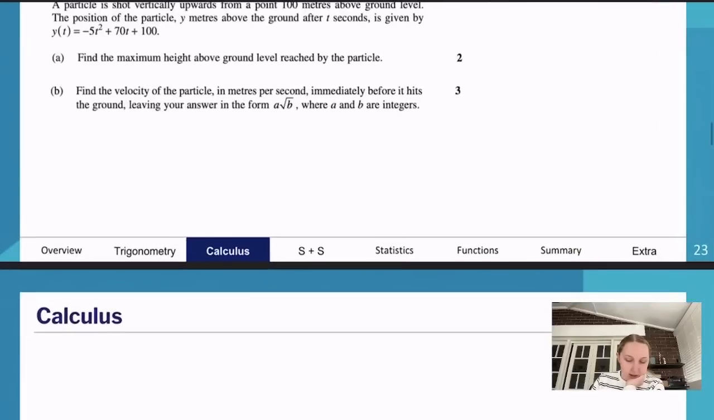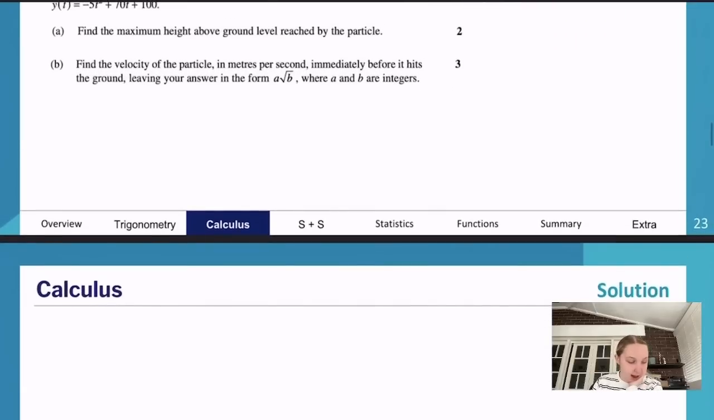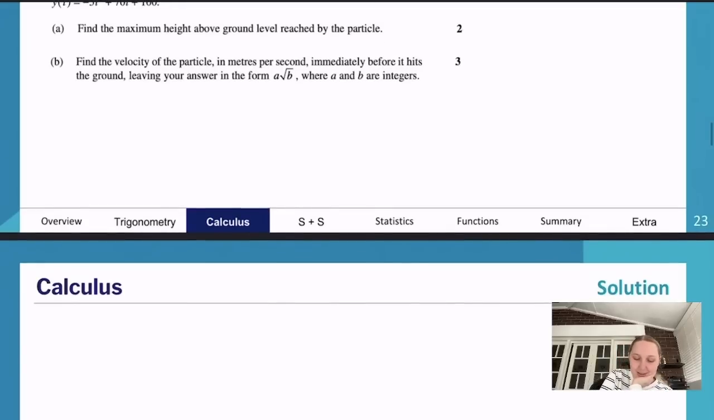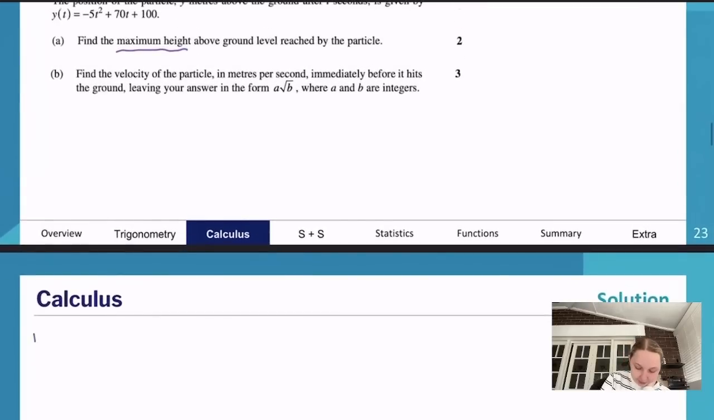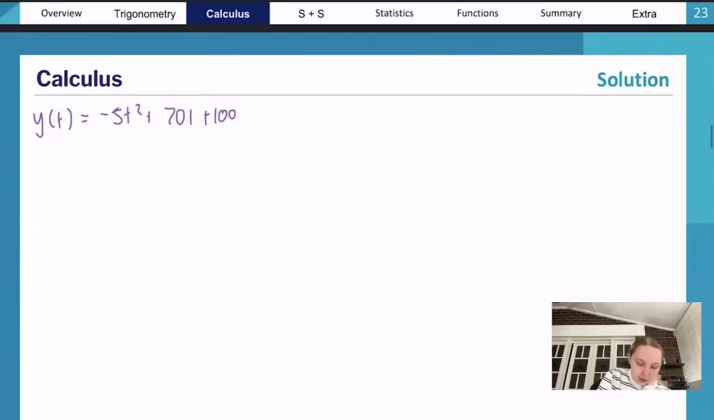So if we're looking at part A, find the maximum height above ground level reached by the particle. Key giveaway here is when it says maximum height that we are going to be differentiating to find, in this case, y dash. So if we've got y(t) is equal to minus 5t squared plus 70t plus 100, we're just going to quickly differentiate for y dash, which is going to give us 2 times minus 5 is minus 10t plus 70. So it's a pretty simple differentiation. So you'd probably get 1 mark for doing the differentiation correctly.